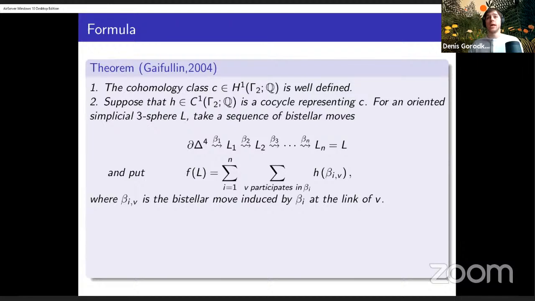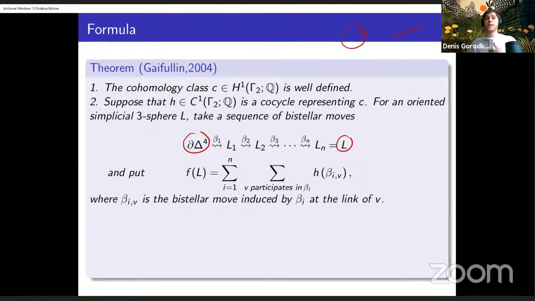And now what is the procedure that relates the first Pontryagin class to this graph gamma 2? Suppose that we have some cocycle H that represents our C. The difference between a cocycle and a cohomology class here is that the cohomology class is only defined on cycles on the graph, and as soon as we take a precise cocycle, we can find its value on a precise bistellar move. So take any cocycle that represents C. For an oriented simplicial three-sphere L, you take the sequence of bistellar moves that relates this sphere L to the boundary of the four-dimensional simplex. Such a sequence exists because of Pachner's theorem, which relates PL homeomorphic manifolds.